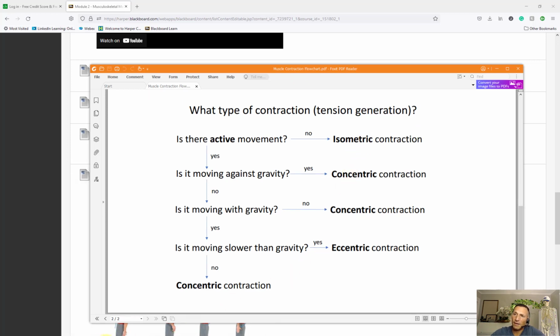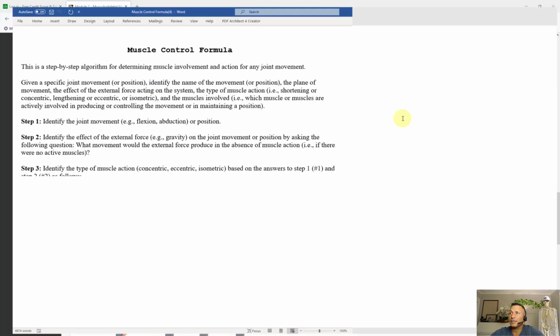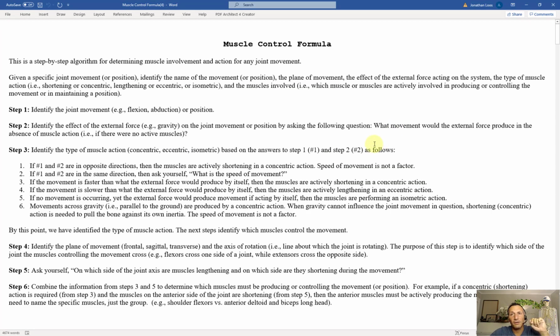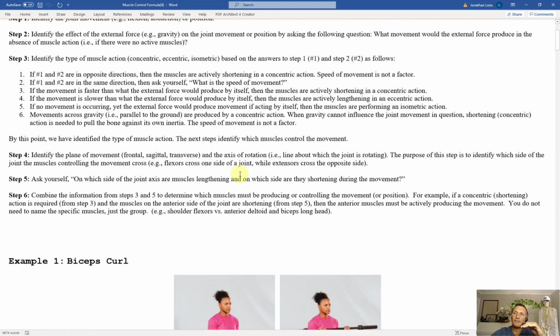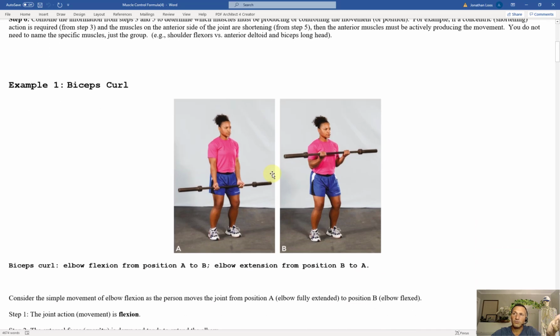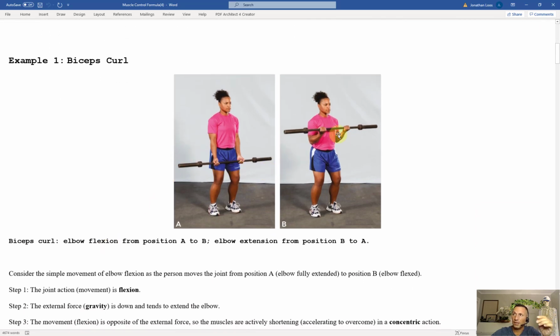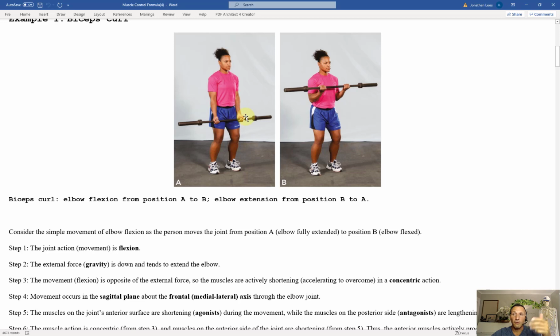The next document that we have is this muscle control formula, and it's basically that abbreviated flow chart just expanded out into a lot more detail. So you can see the 6 steps that are here. You're basically identifying what motion's occurring, the type of force, is it external, internal, and then the type of muscle contraction. And I think I have 6 or 7 examples here. So the bicep curl is pretty straightforward. When going from position A to position B, the load's down here. The load went up, so this was overcoming gravity. The joint action that we're seeing happening here is elbow flexion. The external force is gravity.